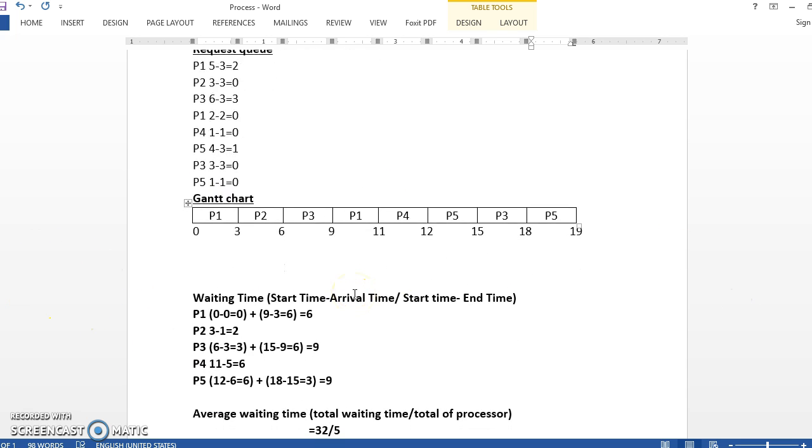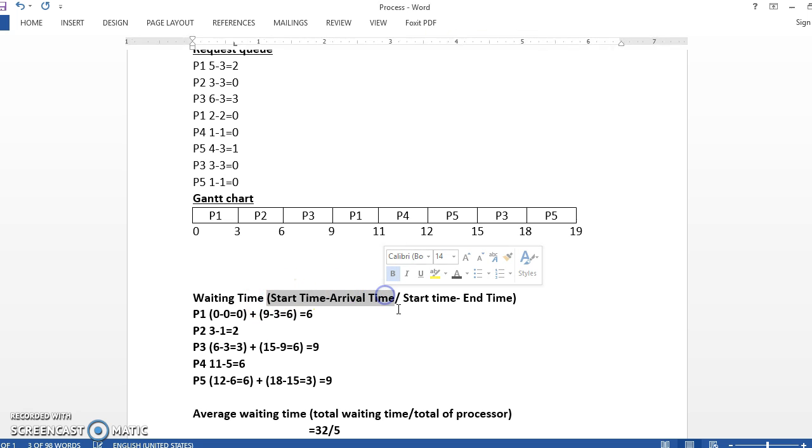Now calculate waiting time. The formula of waiting time is start time minus arrival time, and start time minus end time. Waiting time of P1 is 6, P2 is 2, P3 is 9, P4 is 6, and P5 is 9.